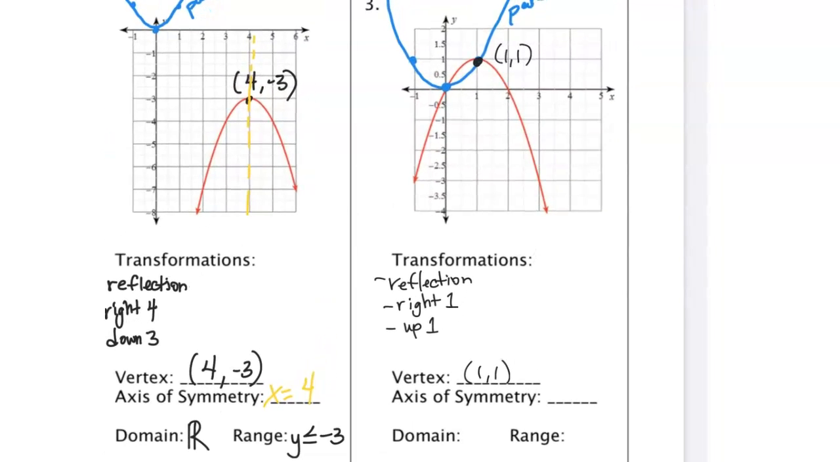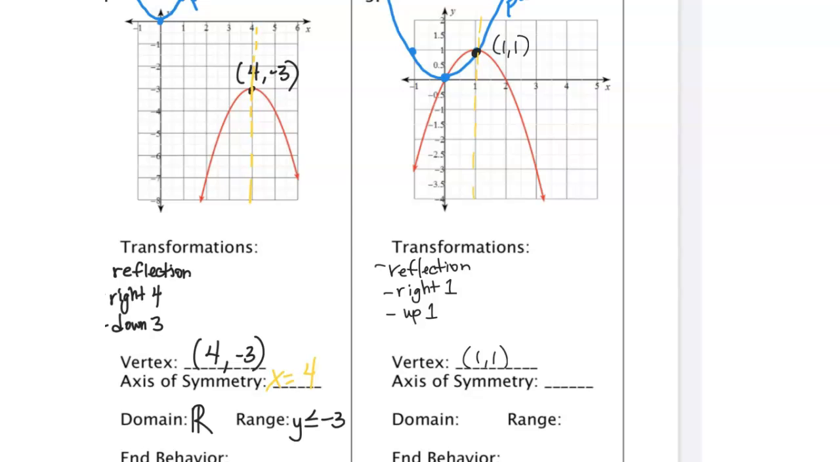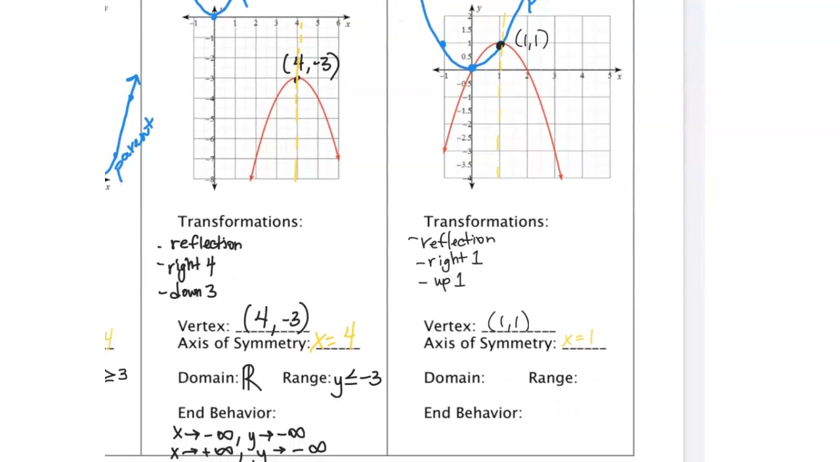Our axis of symmetry, that goes directly through the middle of our parabola, and that equation would be x equals 1. As for our domain, it's all real numbers. And our range, the highest point, the highest y value of our graph here is a 1. And everything below it will also be included. So we'll have y is less than or equal to 1.